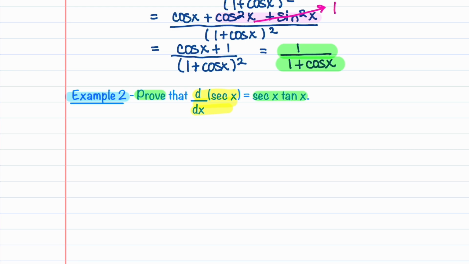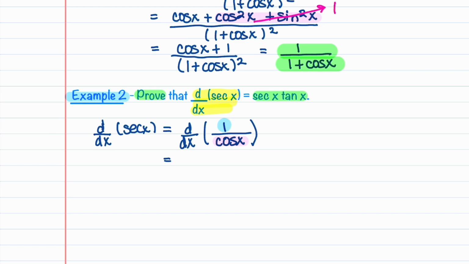The first place to start is by thinking about a function that is similar to secant x that we actually know the derivative of. And that function is going to be cosine. So we're going to start by saying that the derivative with respect to x of secant x is the derivative with respect to x of 1 divided by cosine x, because secant x is 1 divided by cosine x. Notice that this function has a numerator and a denominator, so we can find the derivative using the quotient rule.